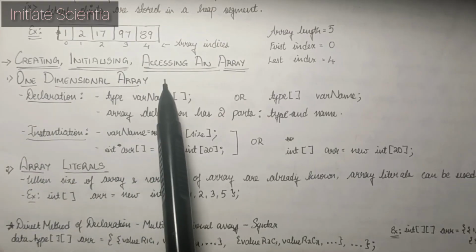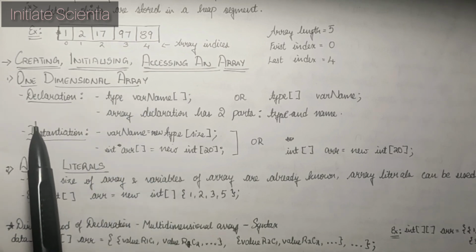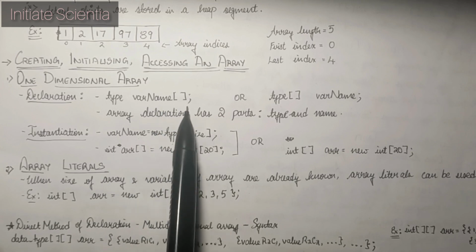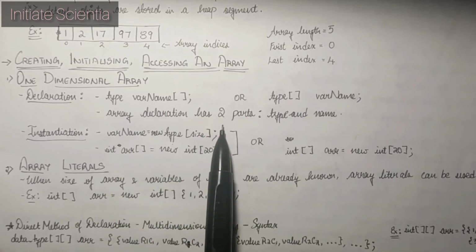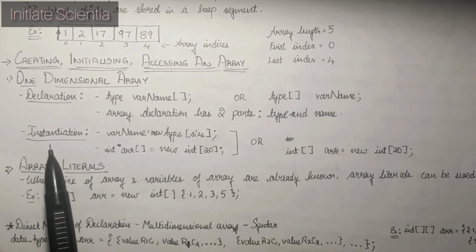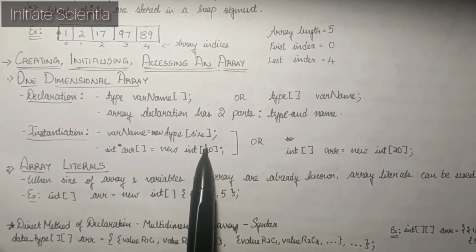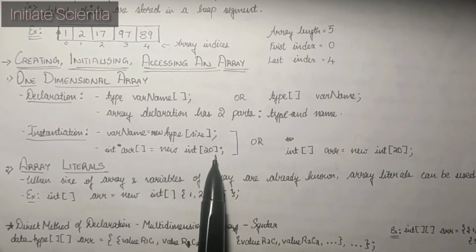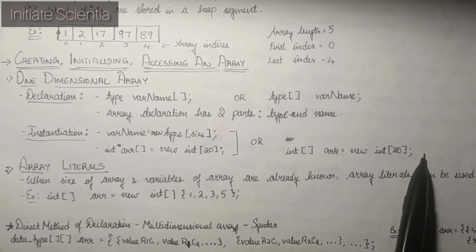Creating, initializing, accessing an array. One dimensional array. Declaration: the data type and the variable name. Array declaration has two parts, that is the data type and the name. Instantiation: variable name is new type size. Example, integer array is new int of size 20.